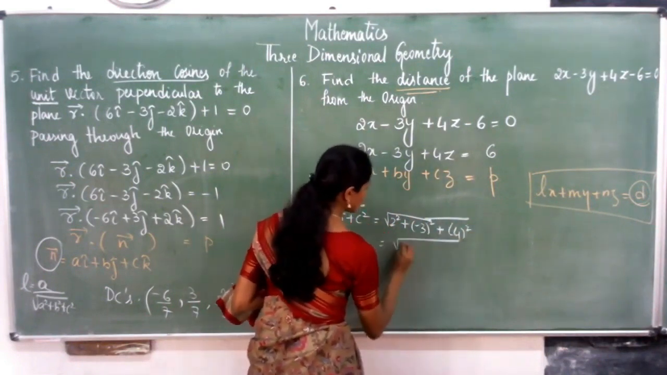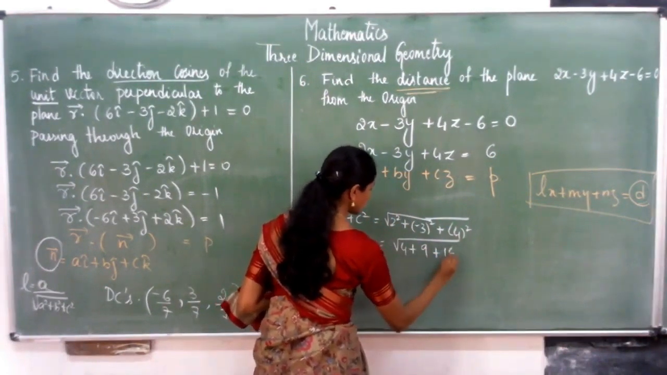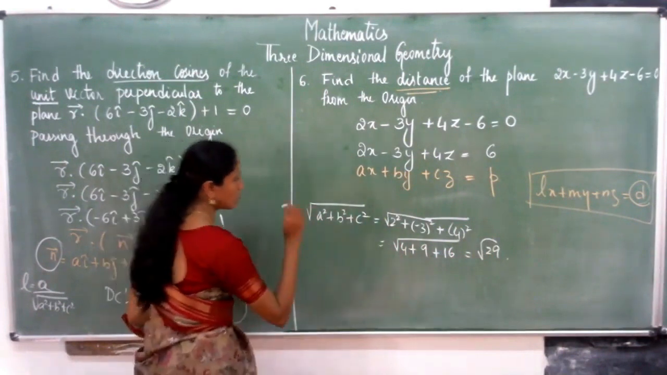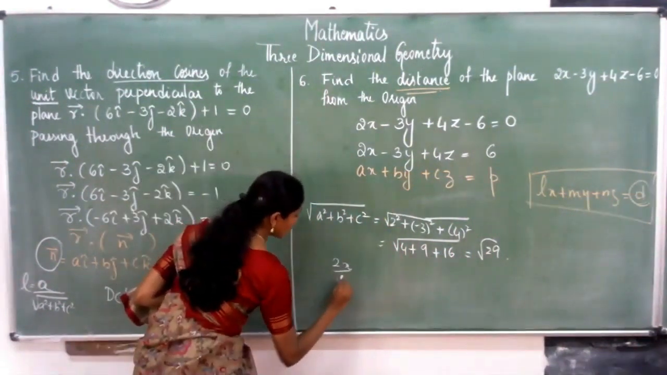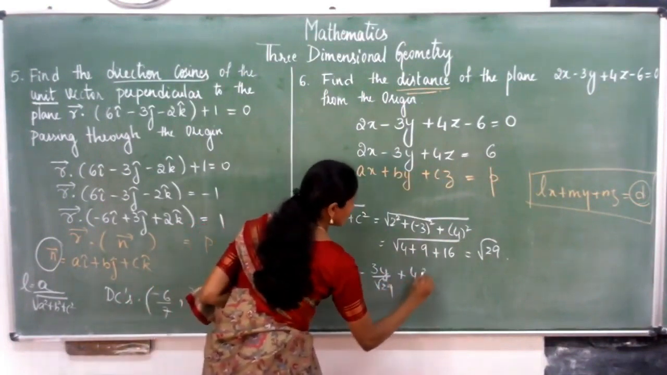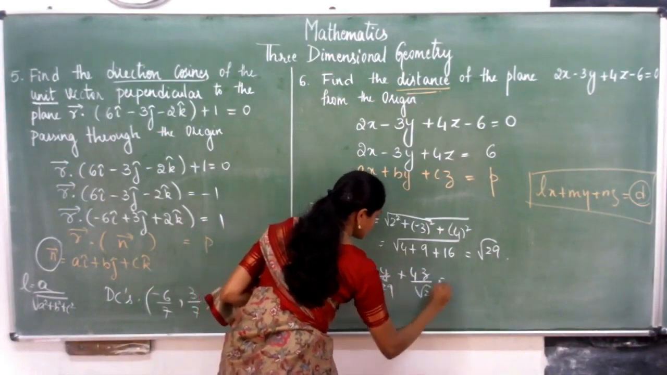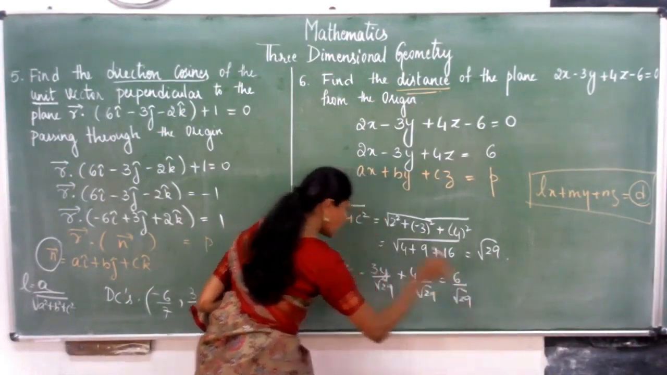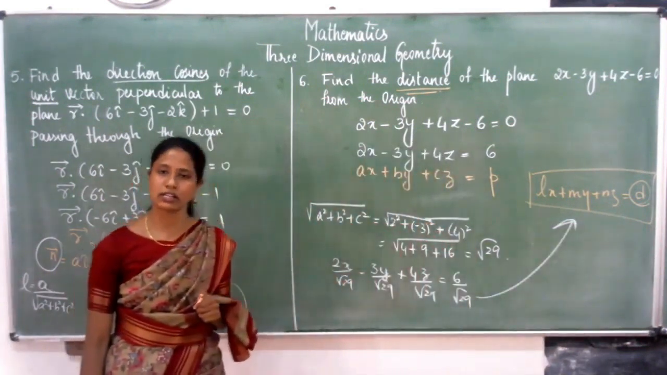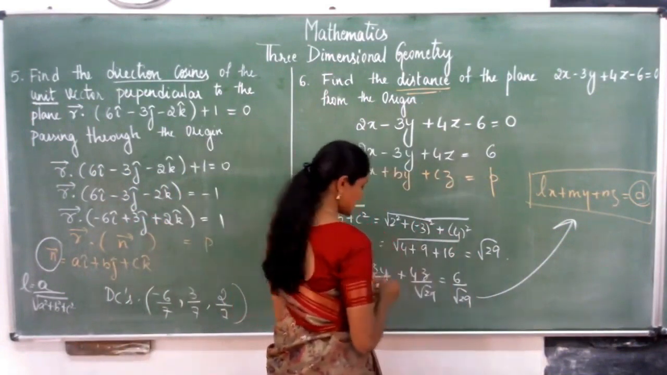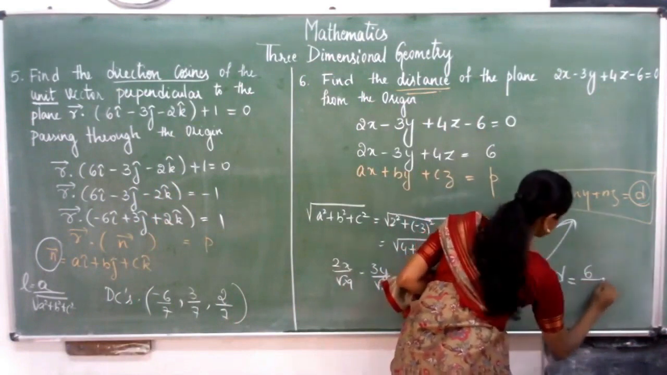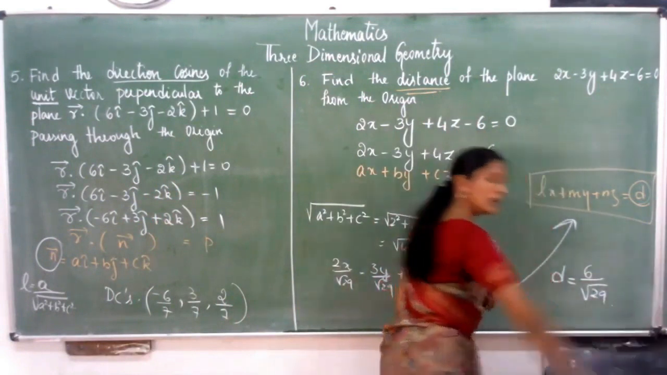Therefore, it will be equal to 4 plus 9 plus 16, which is root 29. Therefore, dividing the entire equation by root 29, we get 2x by root 29 minus 3y by root 29 plus 4z by root 29 is equal to 6 by root 29. Now our equation is in the form of lx plus my plus nz is equal to d. Therefore, the distance d, which they have asked, will be equal to 6 divided by root 29.